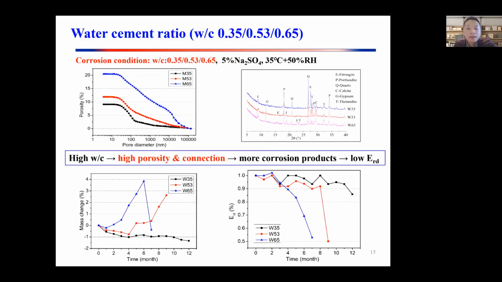The last factor is the water-to-cement ratio. We investigated 3 water-to-cement ratios and find higher water-to-cement ratio will improve the porosity and the pore connectivity, so the sulfate can easily transport to the interior of the materials. This leads to more corrosion product, higher mass change and lower RDME. So higher water-cement ratio is harmful for sulfate resistance of mortar under semi-immersion.